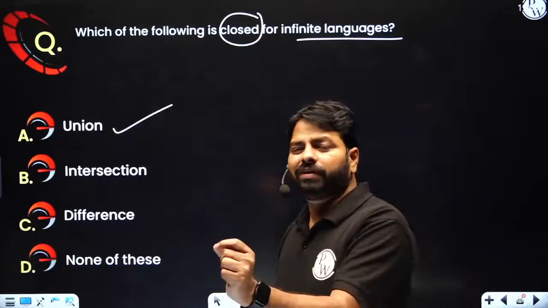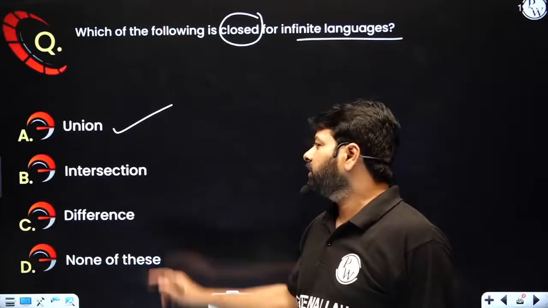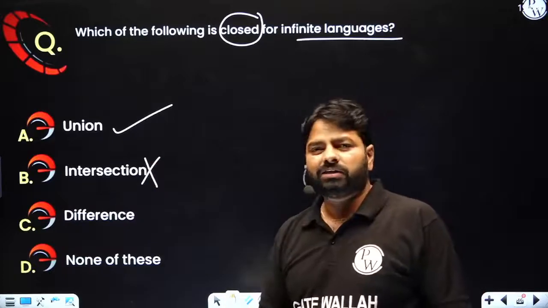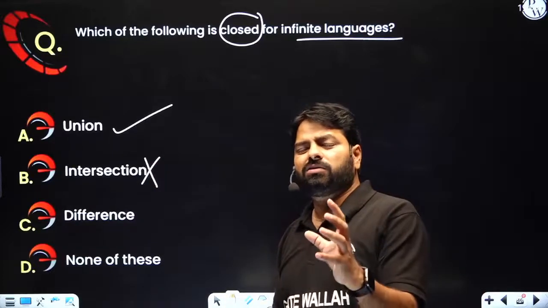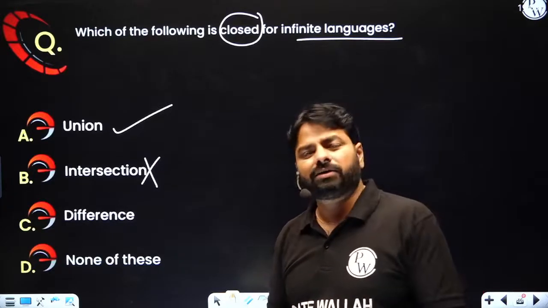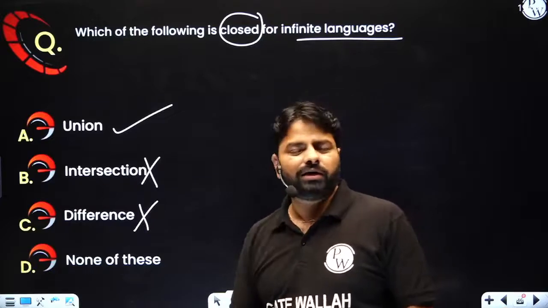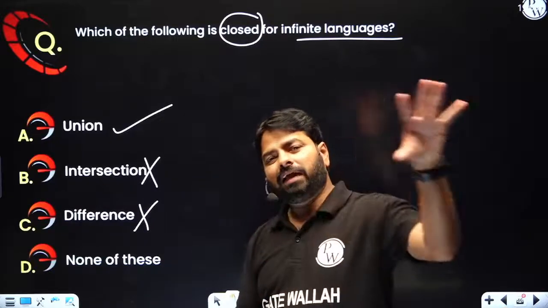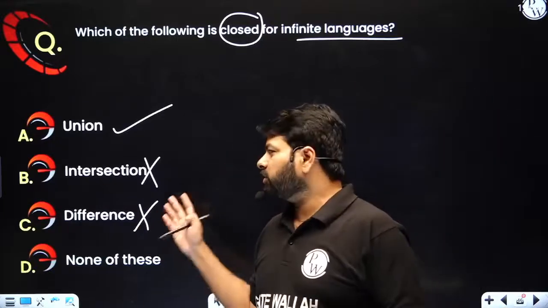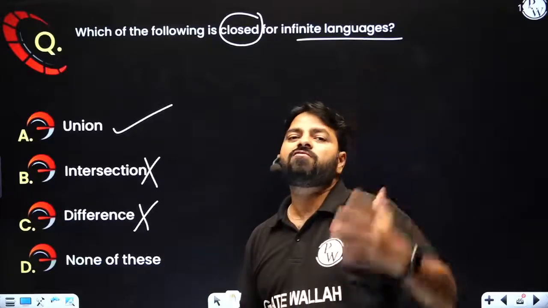Infinite intersection infinite: we have seen the result may be finite, the result may go outside the domain, that's why it is not closed. Difference, an infinite set minus another infinite set, you may get finite or infinite, right? We have seen this too, so it is not closed. So here only union is closed for infinite languages. If you apply intersection or set difference, you may go outside the domain, meaning the result may be finite.